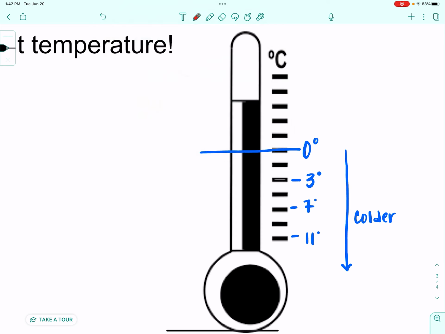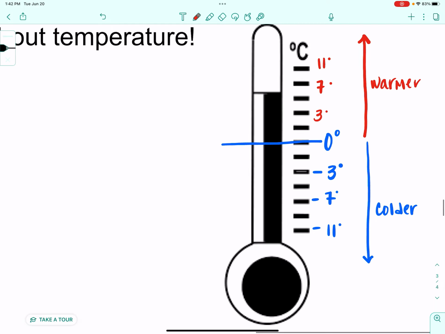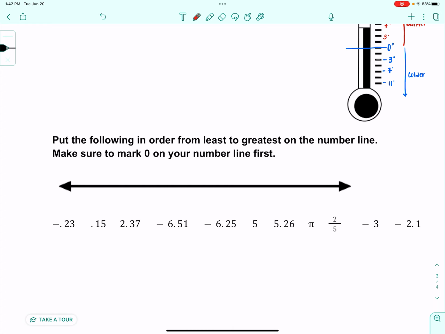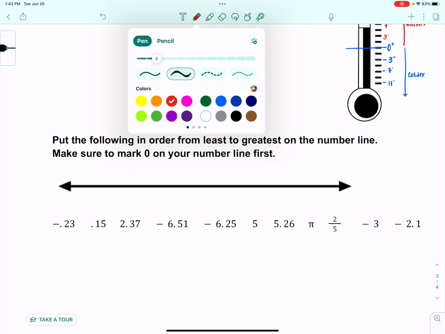Then, as my temperatures increase in the positives, they of course get warmer. You're used to that part. So maybe this is 3 and 7 and 11. Sometimes that can help. So we're going to go put these in order. We are going to put it on a number line.